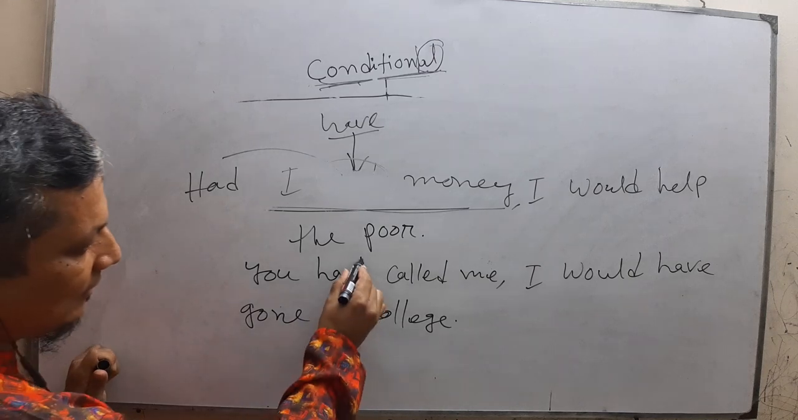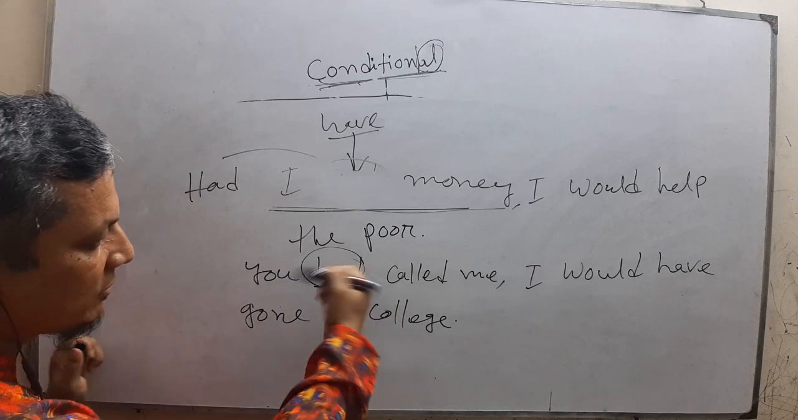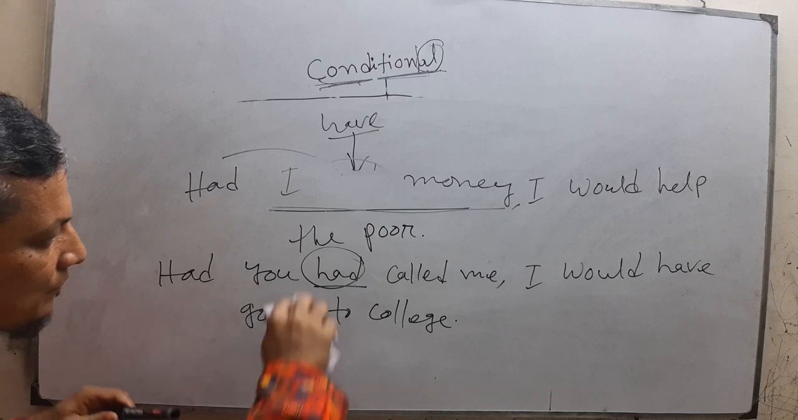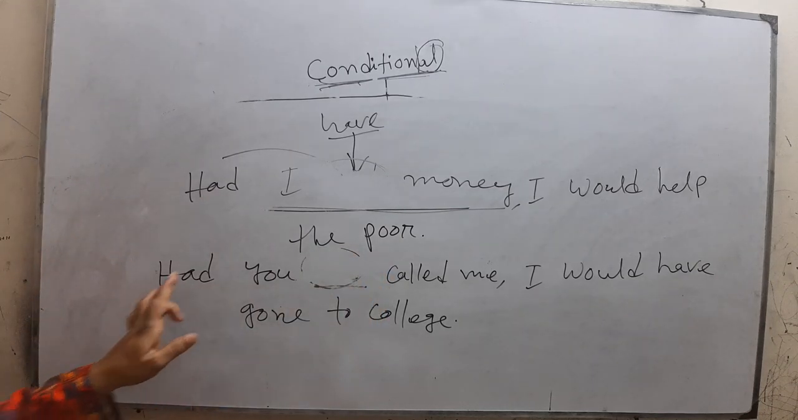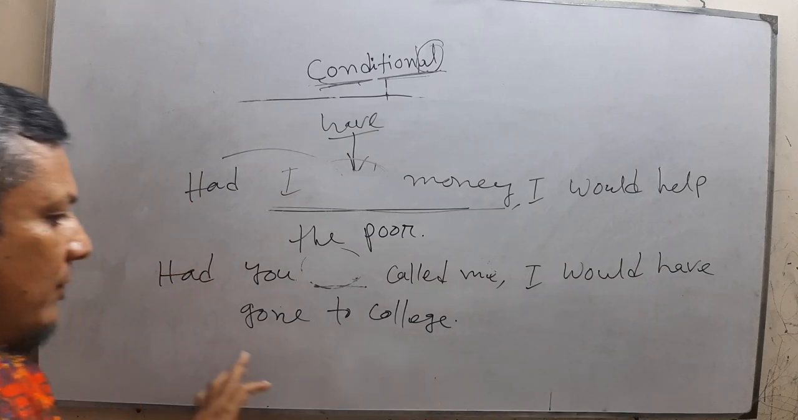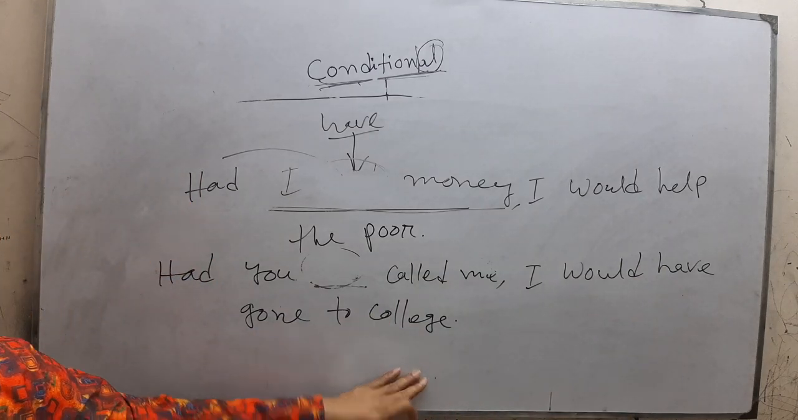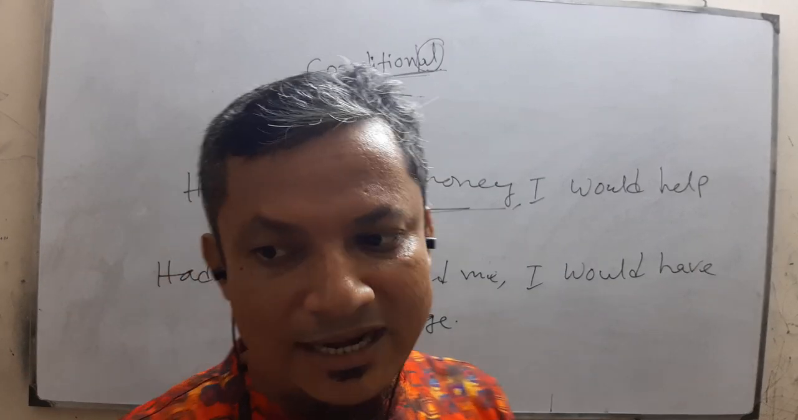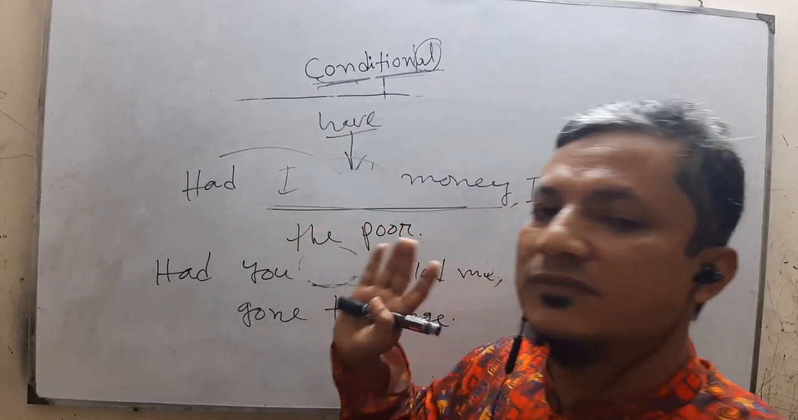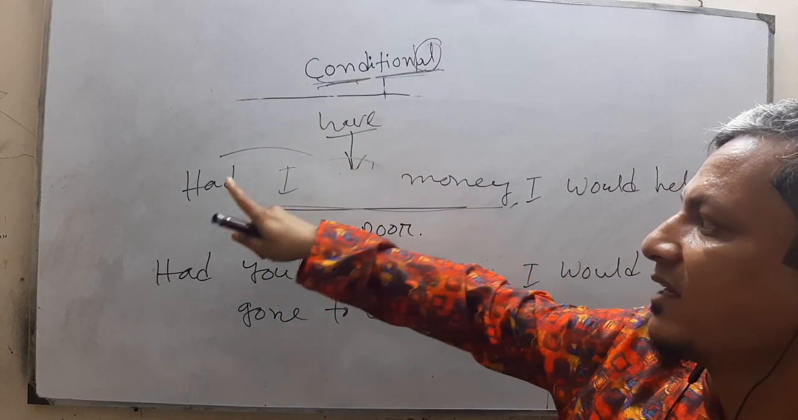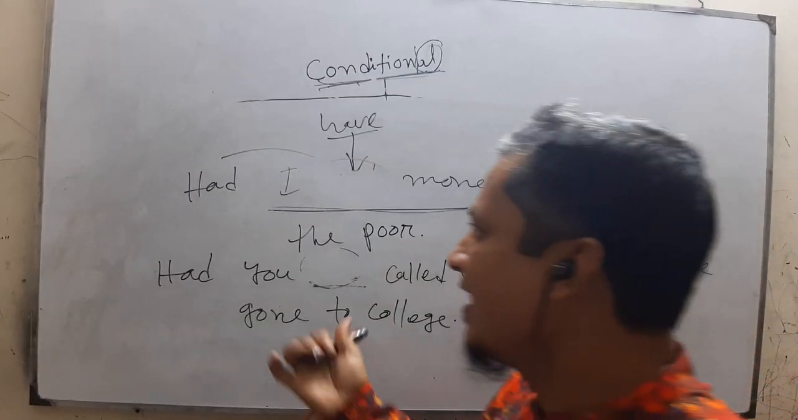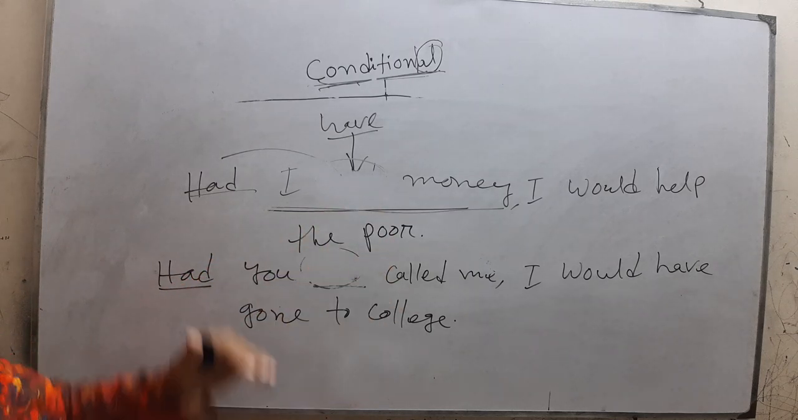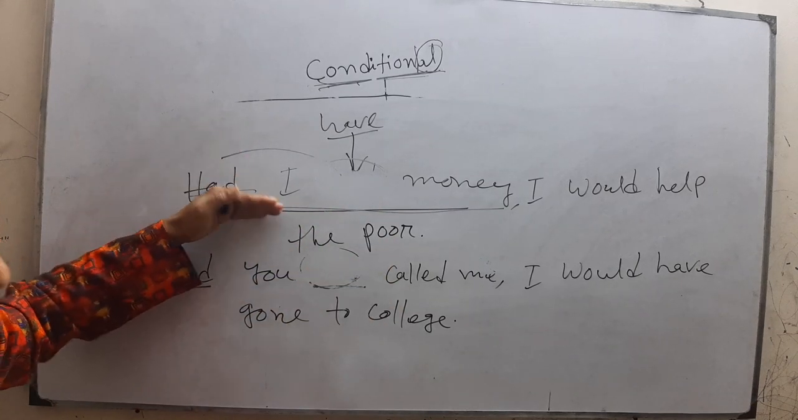Here, this had is an auxiliary verb. Now I am giving had at first. Am I clear to you, my dear students? Had you called me, I would have gone to college. Am I clear to you? This is an exception. Sometimes, my dear students, you will get had, and it must be related to a conditional sentence, that means second conditional or third conditional. Here, had is at first. So how will I understand whether this sentence is second conditional or third conditional?